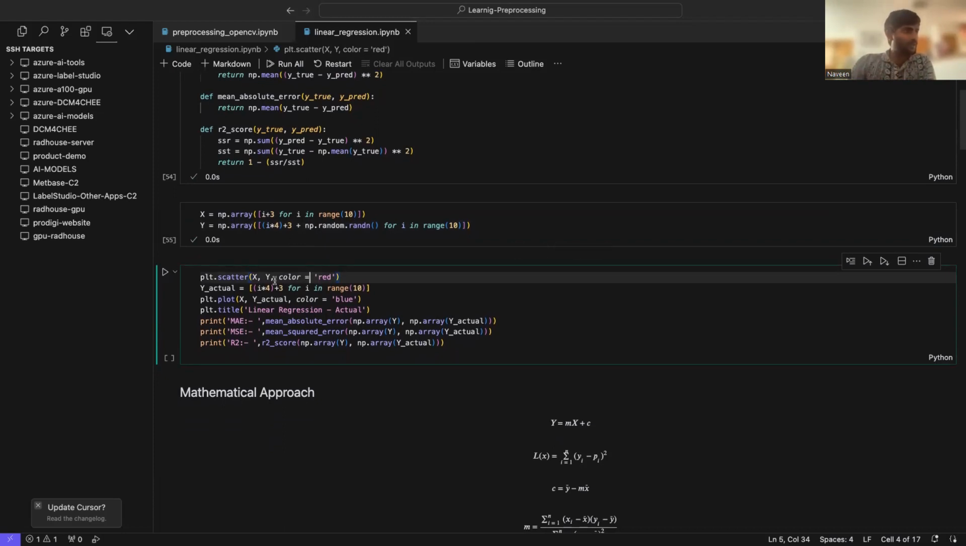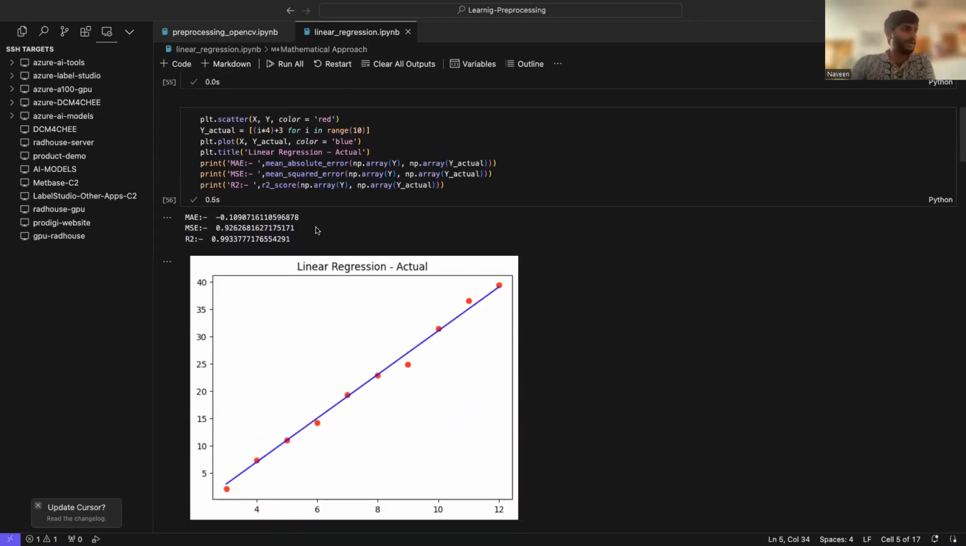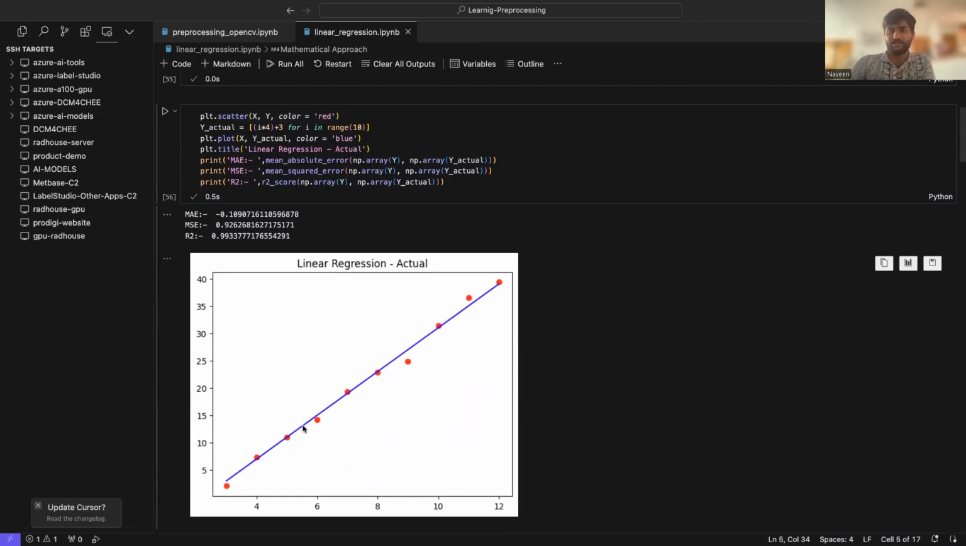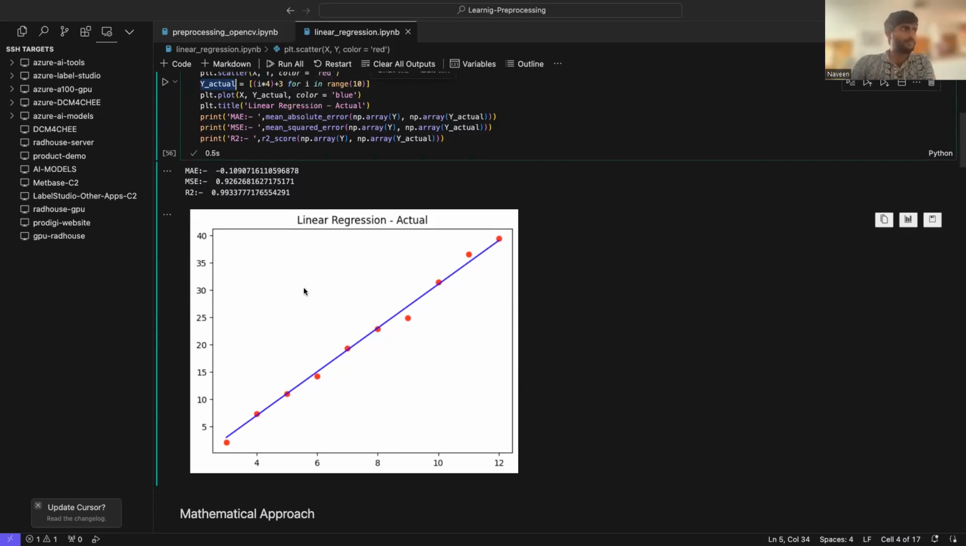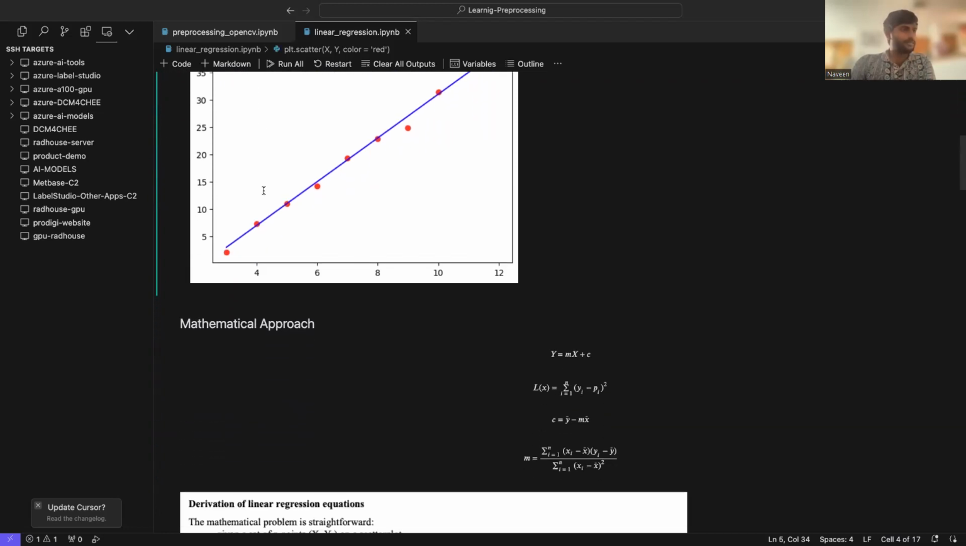Okay. So now, this is my actual equation, right? I have some randomness in it, here and there. If you see here, y actual is x times 4 plus 3. This is my actual equation. I'm plotting it, and my R square is 0.99. Okay. And let's come to the mathematical approach.